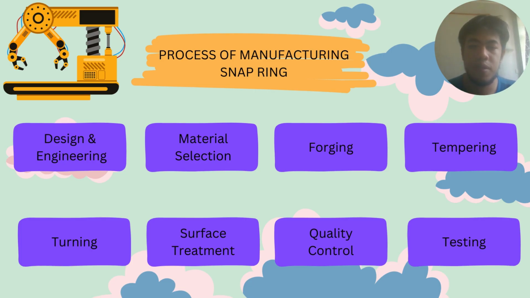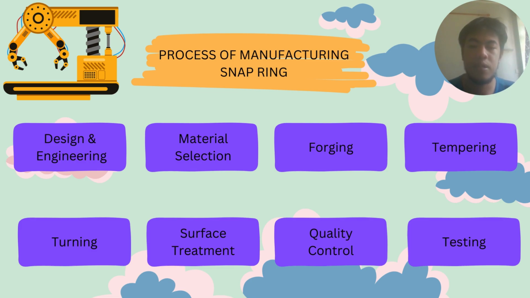For the process of manufacturing a snap ring, first is design and engineering. Define the specification for the snap ring, considering factors such as material, dimension, and intended function within the binocular assembly. Second is material selection. Choose a suitable material for the snap ring, considering factors like strength, corrosion, and resistance.